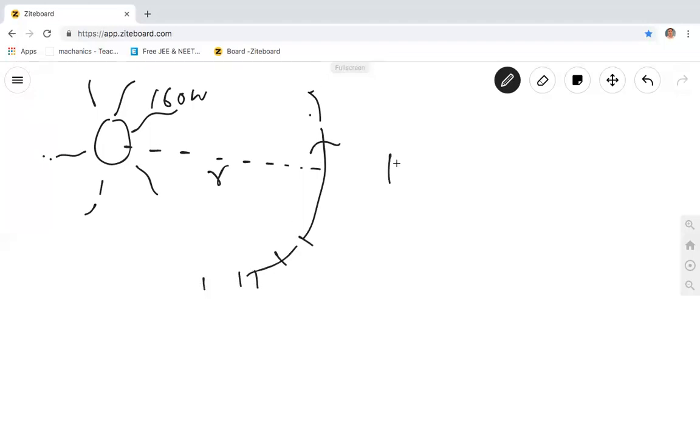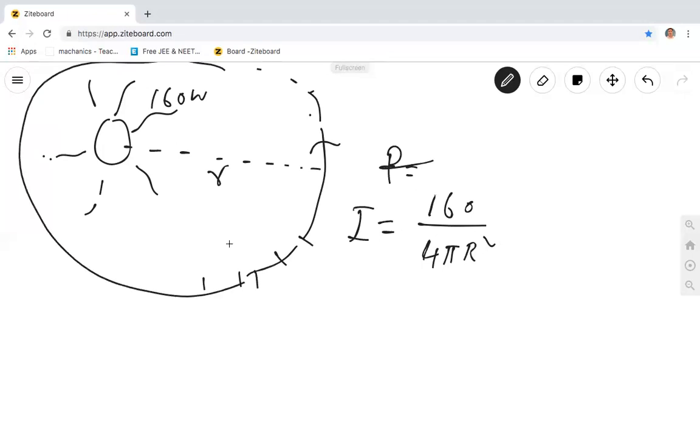Yes. What is the power? What is the intensity, sorry? Power over pi r squared. Good. 4 pi r squared. It is this whole sphere, the whole sphere through which this energy passes.